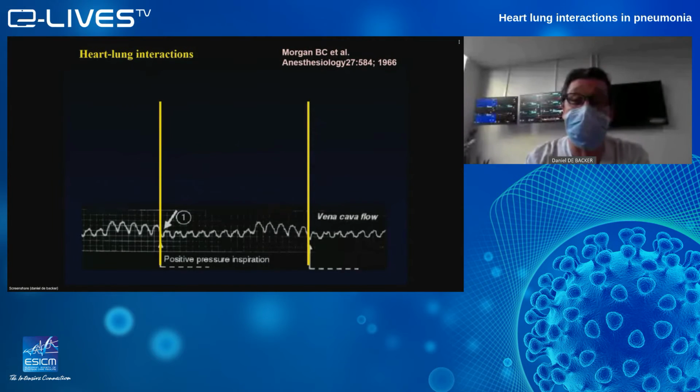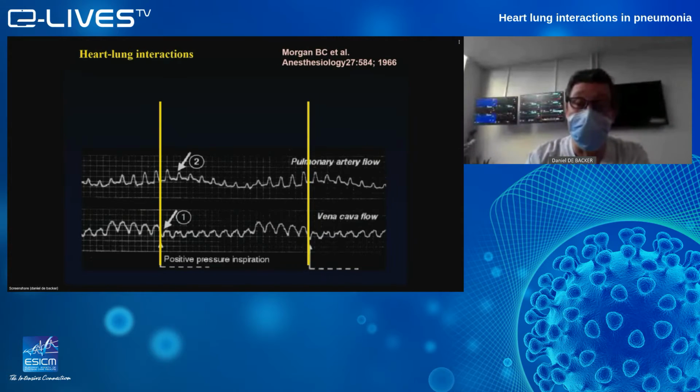And this was nicely illustrated in the 60s in experimental conditions. Here we can see a true measurement of vena cava flow. And we can see that immediately after insufflation, there is a decrease in vena cava flow. And of course, during expiration, there is a return back of the vena cava flow here. When we look at the pulmonary artery flow, we have a decrease in pulmonary artery flow just 1 beat after the inspiration. And this occurs during all the inspiration and returns back to normal during the expiration.